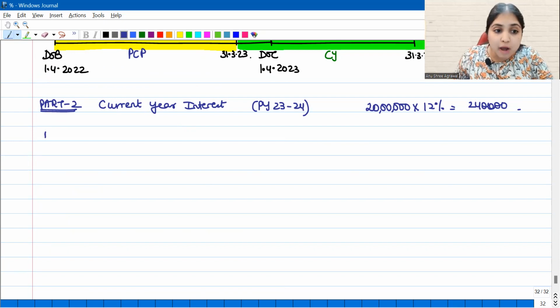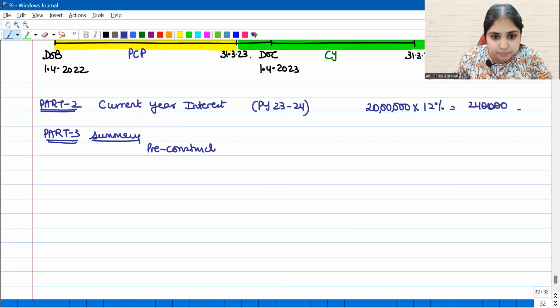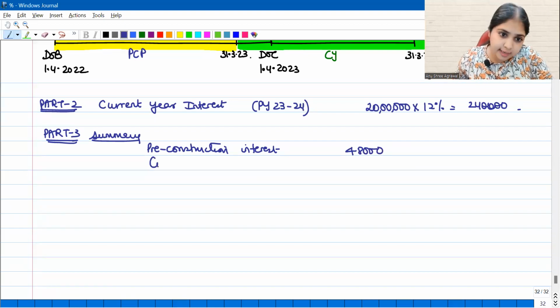All right. Now, after this, what do we do? We do a summary generally. So part 3 is going to be our summary. So under summary, write down how much is our pre-construction interest, guys? Pre-construction interest in the current year, how much are we going to claim? 48,000. Then next line, write down current year interest. How much current year interest are we going to claim?